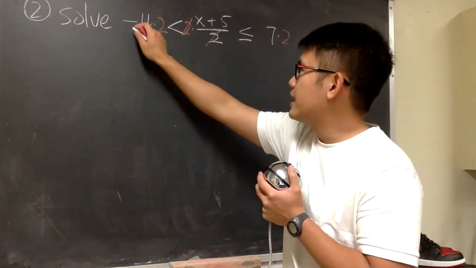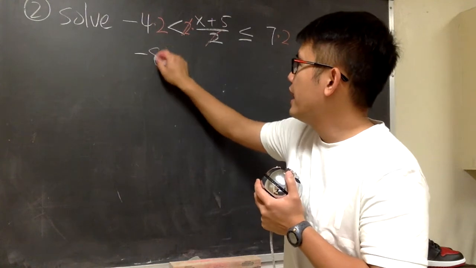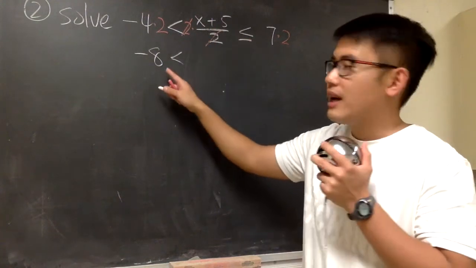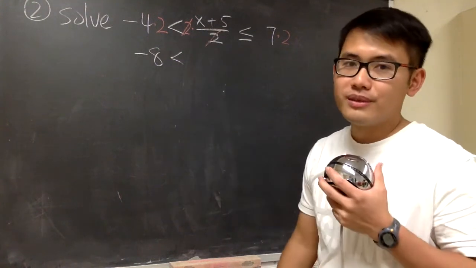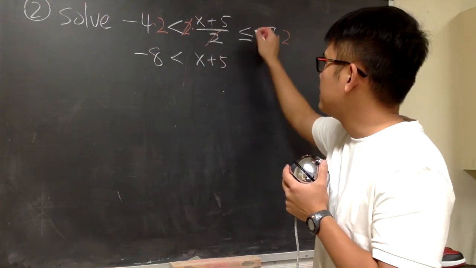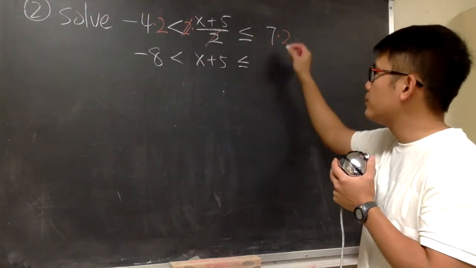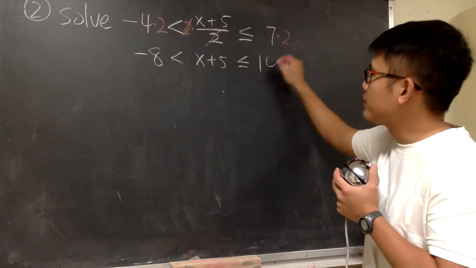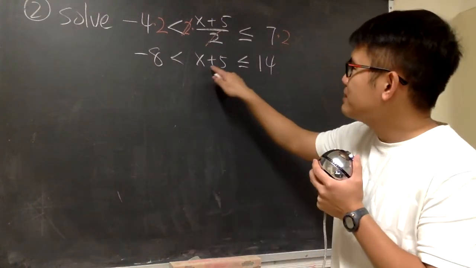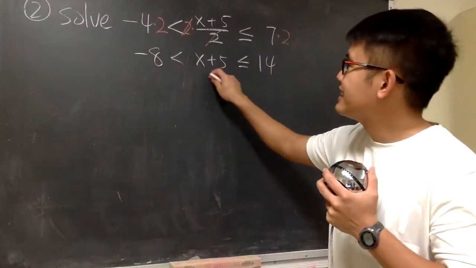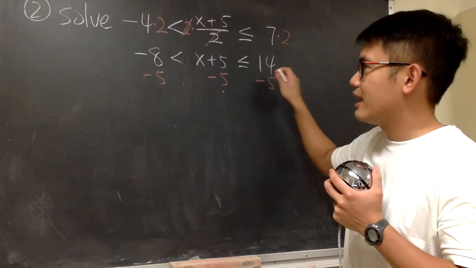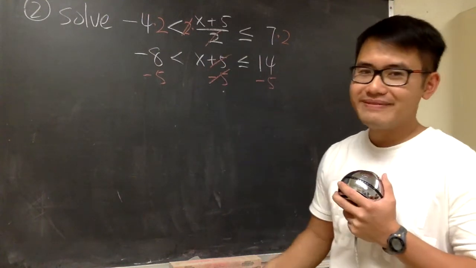And we will have -4 times 2, that's -8. And this is less than, and you see, that's just a plus 2. We didn't have to switch the inequality symbol. Here we have x plus 5, and this is still the same, less than or equal to 7 times 2 is 14. And next, what do we do? We have x plus 5. We have to subtract 5 from all sides. This way, the 5s will cancel, right?